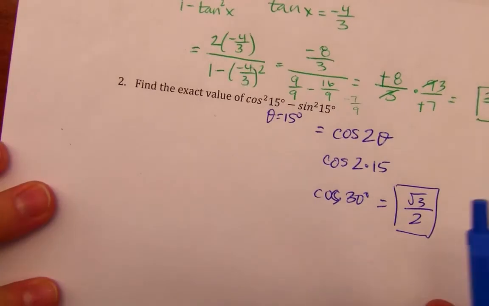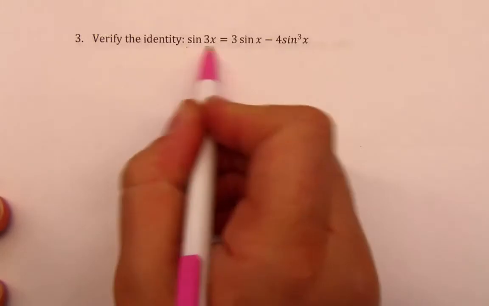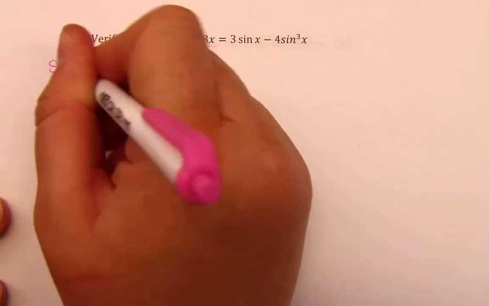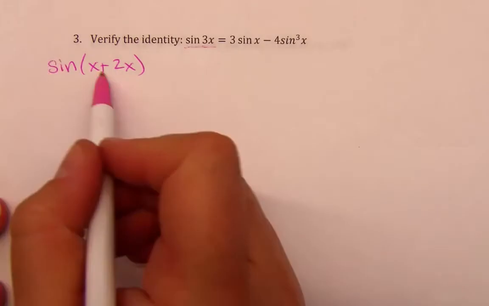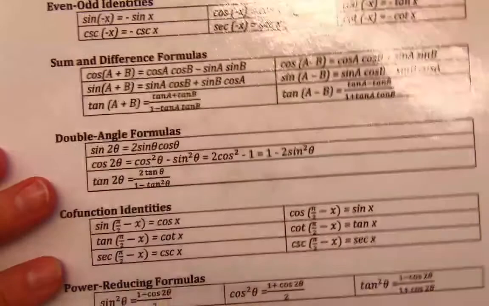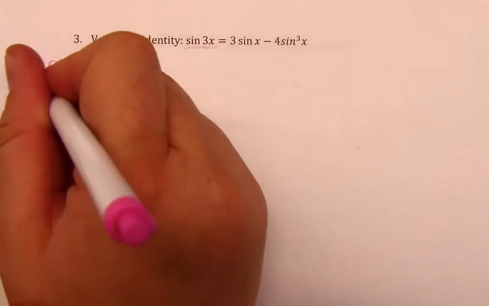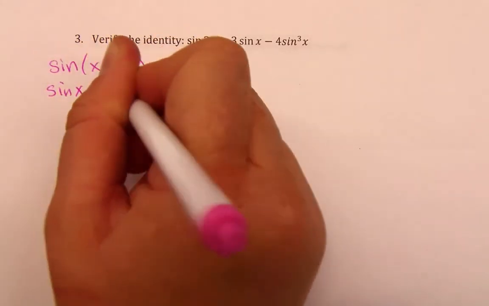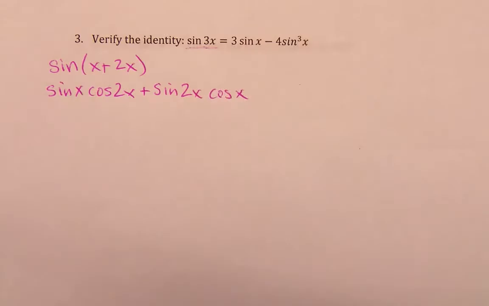Going ahead and flipping the page, we're going to get into verifying. So now we have sine of 3x equals 3 times sine x minus 4 sine cubed x. So the first thing I'm going to do is rewrite this left side here as sine of x plus 2x. And from there I can use the sine addition formula. So we're using sum and difference here, so we're going to use the addition formula here. So that'll be sine of x cosine of 2x plus sine of 2x cosine of x.